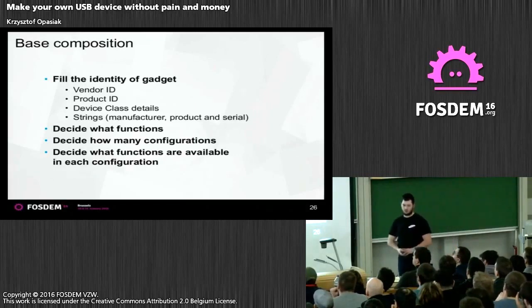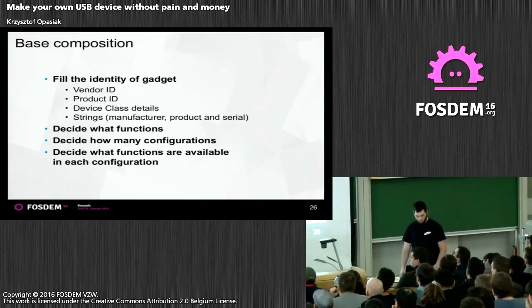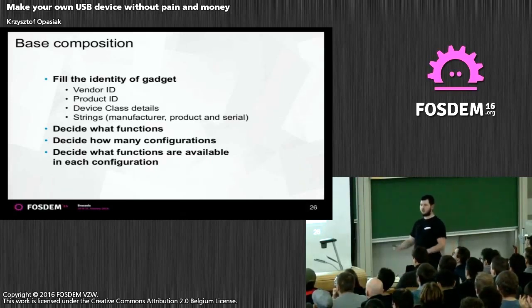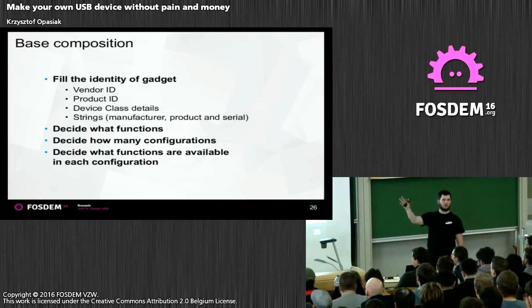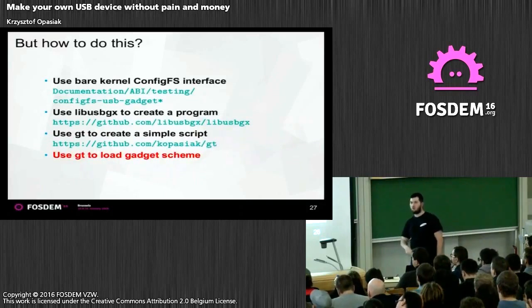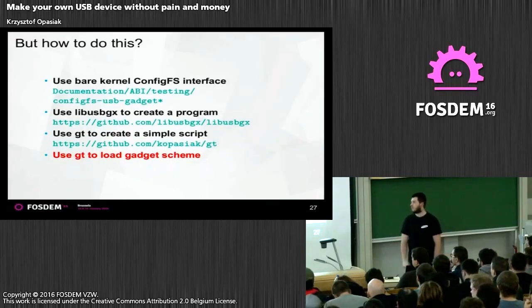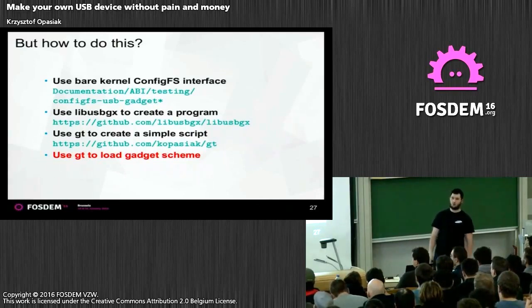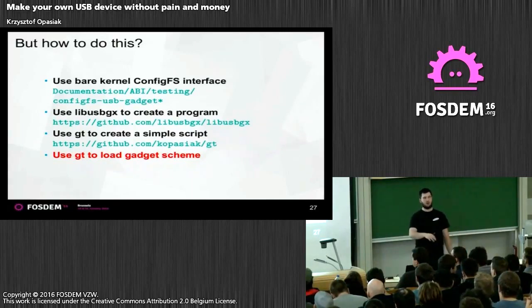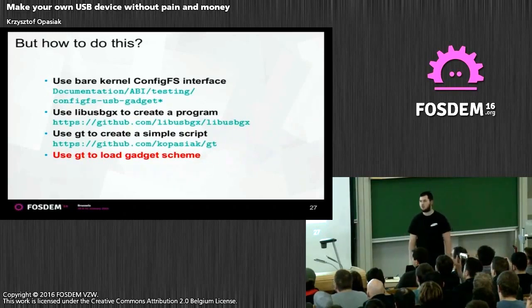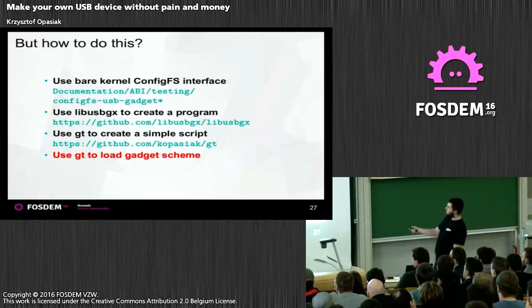What does it mean to compose a device? What do we have to do? Well, first of all, we have to choose the identity, so the values from the device descriptor. We have to decide what functions we would like to have, so what we would like to provide to the host. We have to decide how many configurations and which function is available in which configuration. How to do this? We can use the bare kernel configfs interface, so we will do mkdir, ln -s and all that kind of stuff, but it looks like a magic spell, so it's not so easy to use.